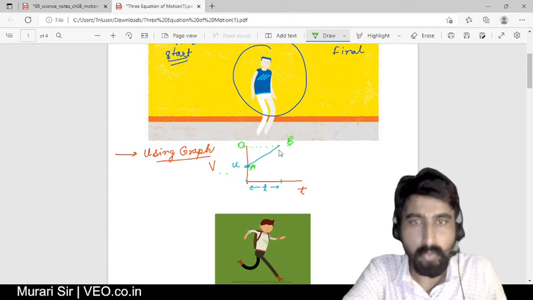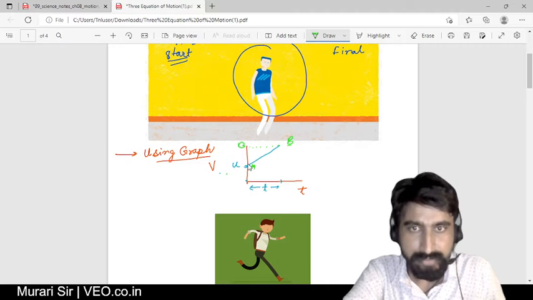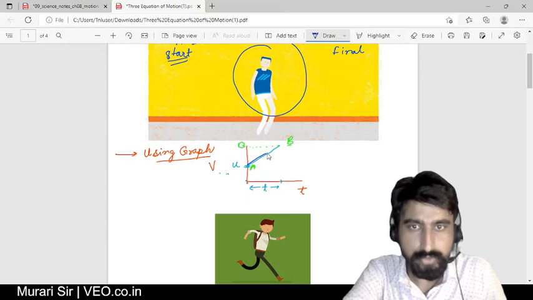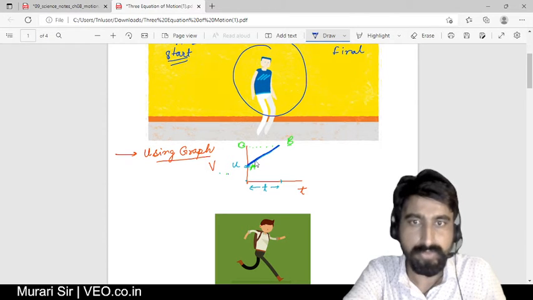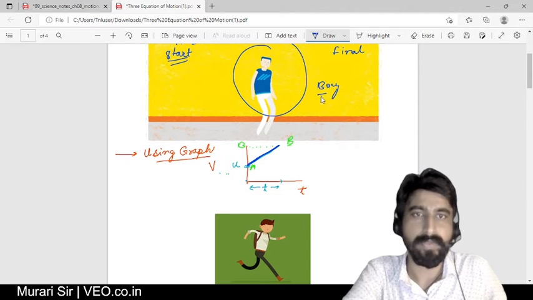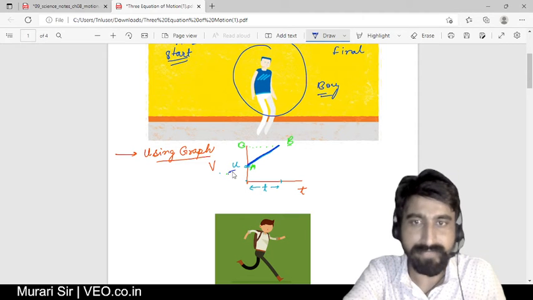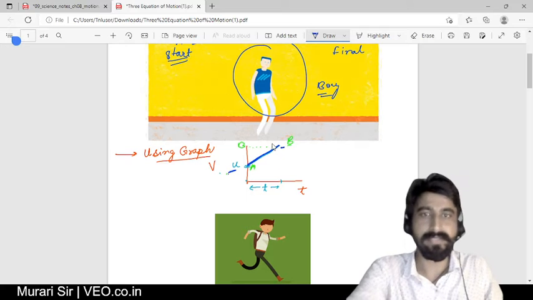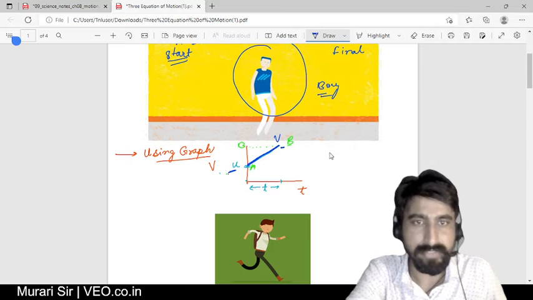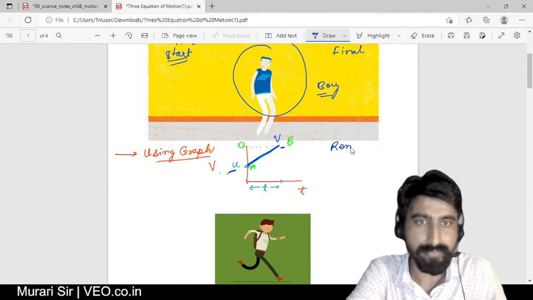Okay, so now what is more important to understand here, this whole line shows you the uniform motion of this boy. All right. So what he's doing, he is at velocity u. After time t, he reaches point B with velocity v. Okay. So let's understand this and try to remember the formula of acceleration.